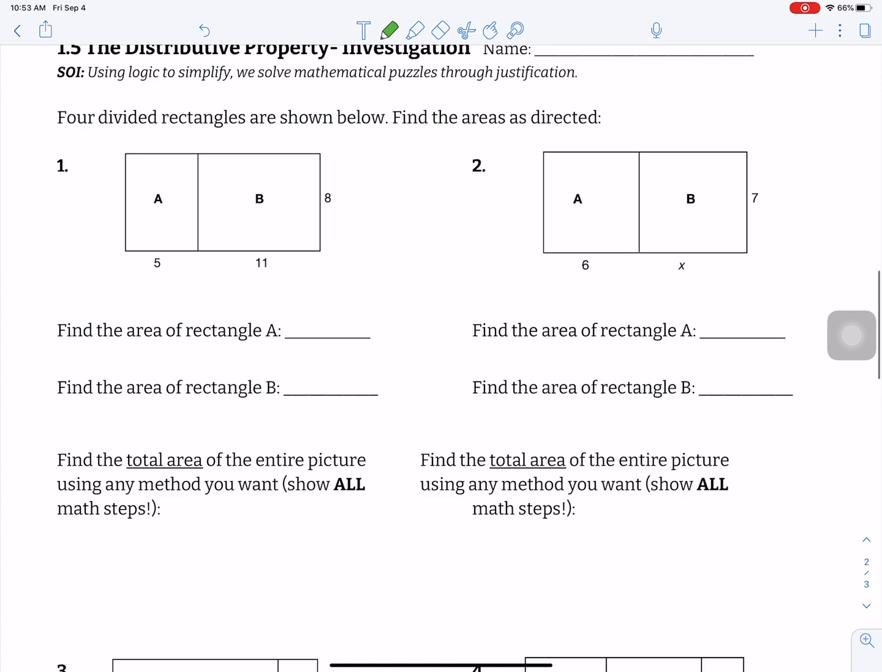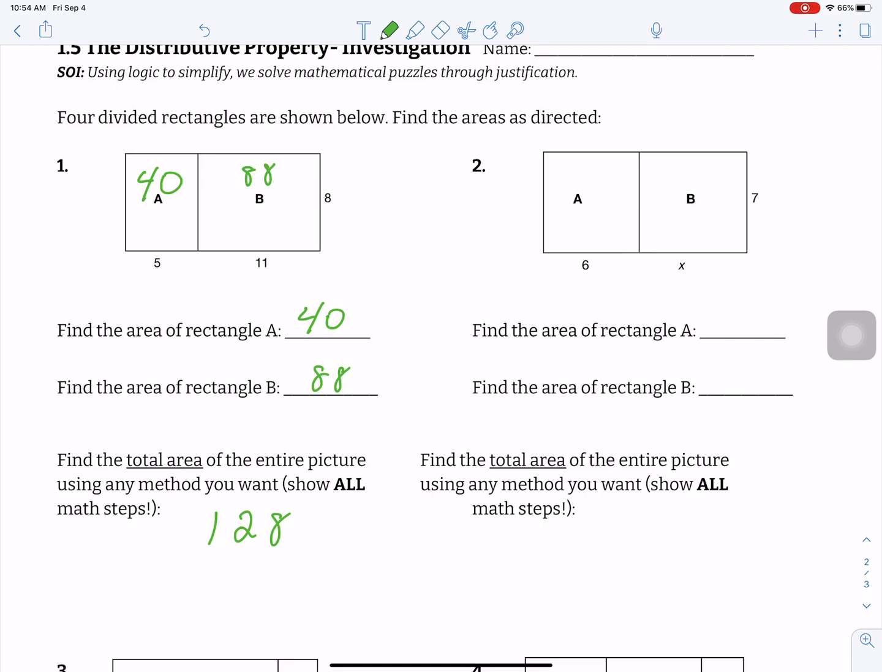Down here, these are all more area models, so just kind of to double check and see how you like those. So on this first one, we're going to do 8 times 5, which is 40. 8 times 11, which is 88, and it's saying 40, 88, and then the total area, 128, because we're just adding all those together.